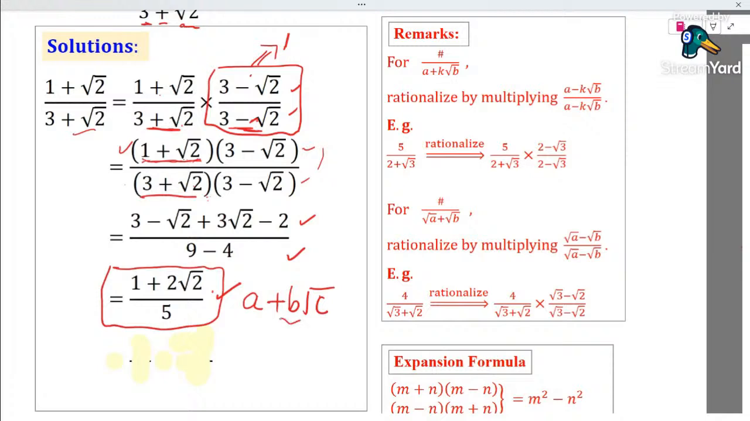One part with square root, one part without square root. So how are we going to do that? We're going to split it in this way here. According to the color, 1/5, and then the other one, 2 square root of 2/5. And the operation between them is plus. Then this is the final answer that we want. Finish.